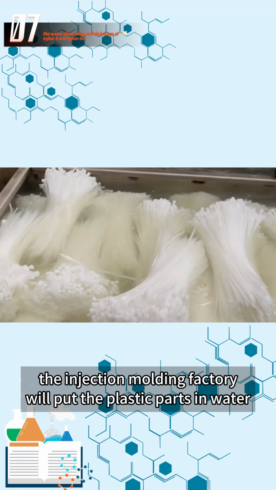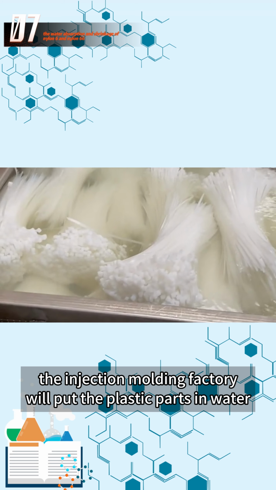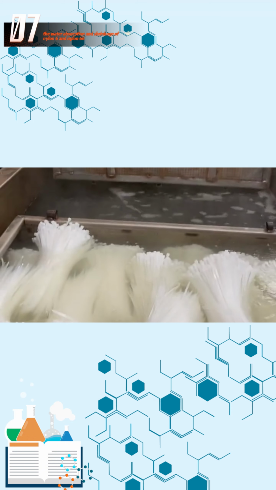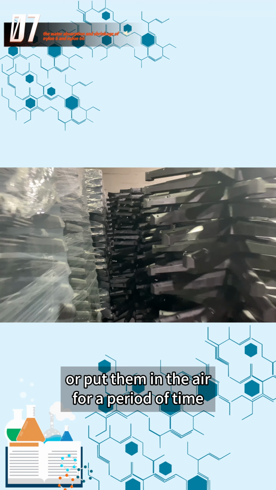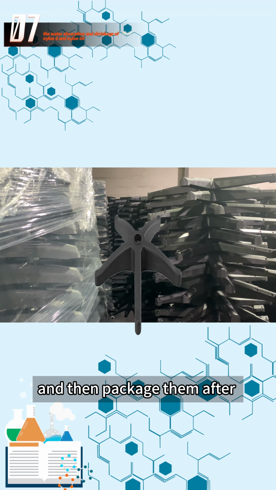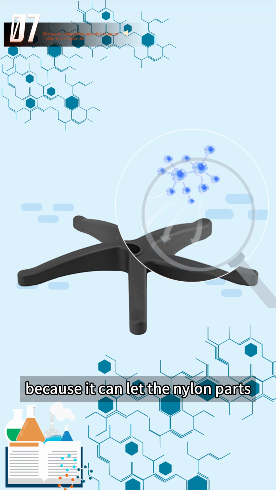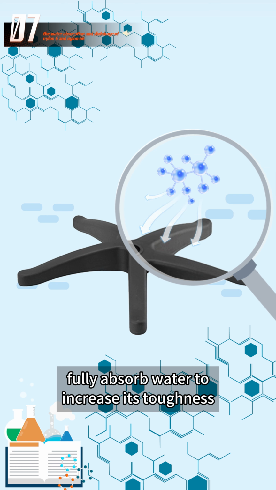Sometimes, the injection molding factory will put the plastic parts in the water after taking them out from the mold, or put them in the air for a period of time, and then package them afterwards, because it can let the nylon parts fully absorb moisture to increase their toughness.